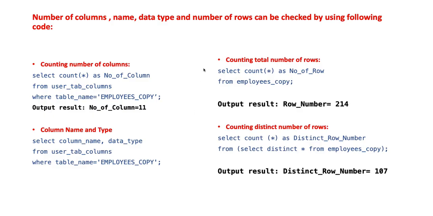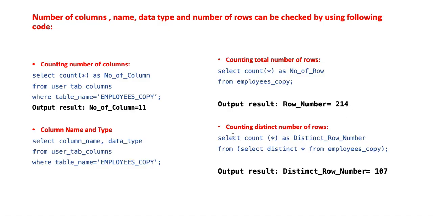Third one is counting the total number of rows. To count the number of rows, we use the count function. We use the code select count(*) as number_of_row from employees_copy. This gives the total number of records present in the given table. In this example, the total number of records is 214.